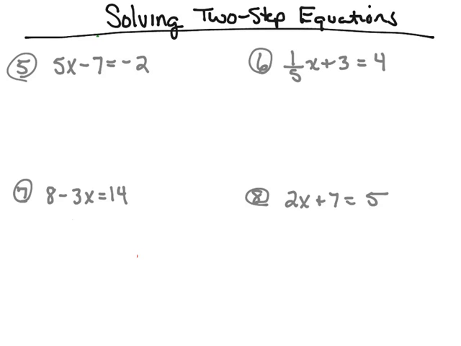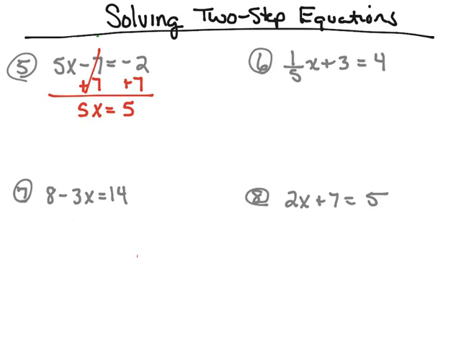Alright, let's take a look at a few more. Number 5, 5x minus 7 is equal to a negative 2. First thing we're going to start off with is the opposite of subtracting 7 is adding 7. Remember, we're doing this to both sides. So negative 2 plus 7. Negative 2 plus 7 is equal to a positive 5.